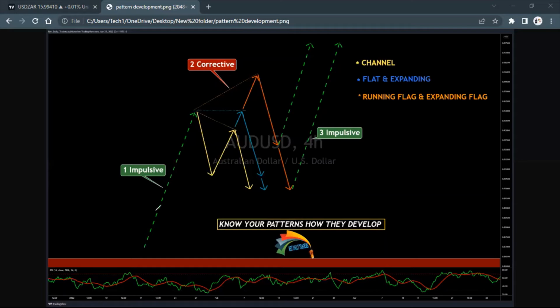Okay, so after getting the impulse, you'll wait for impulse, correction, impulse. Then you'll wait for impulse, correction, impulse. From here, you'll be watching closely how the market is going to be aggressive or giving you a reversal. If the market is going to end here, it's going to give you an ending diagonal.